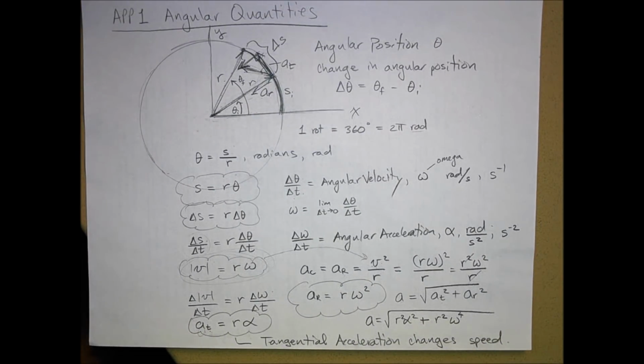Okay. Now again, this is linear acceleration. This is meters per second squared. It's not alpha. Alpha is radians per second squared. One last thing.